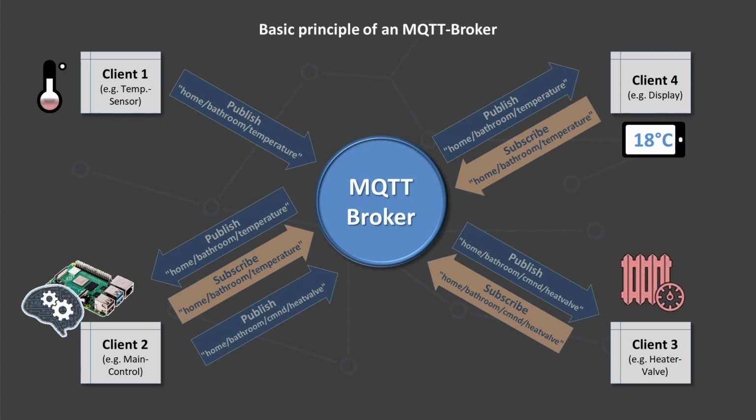The sensor measures the temperature and publishes the new values to the broker without caring about what happens with that message. Now we see clearly that these clients do not know each other and have no direct connection at all. They communicate exclusively with the MQTT broker.